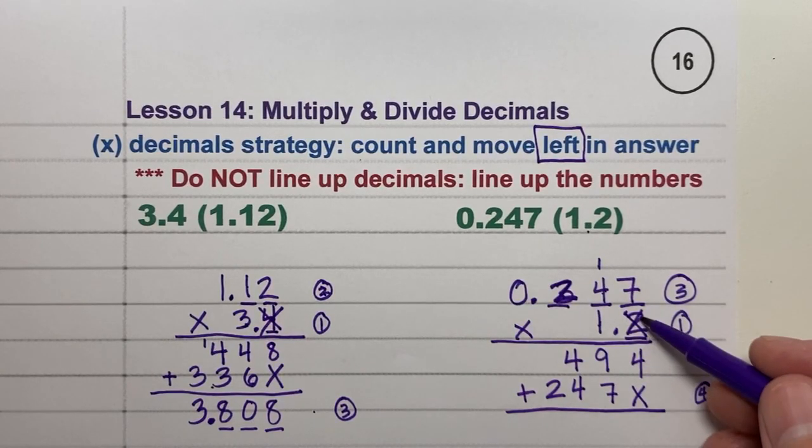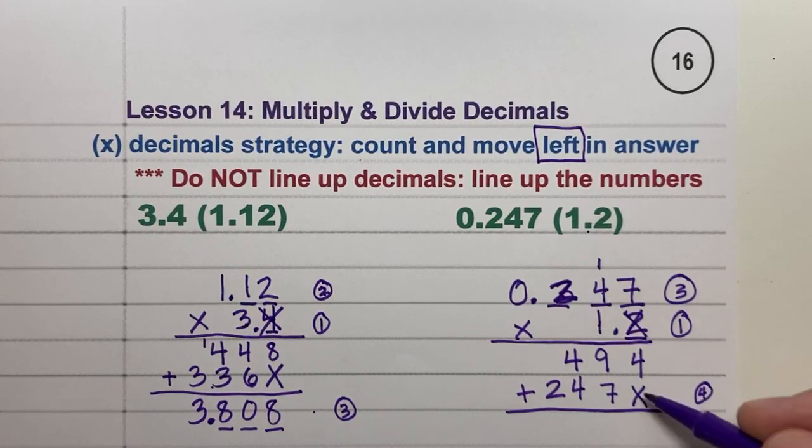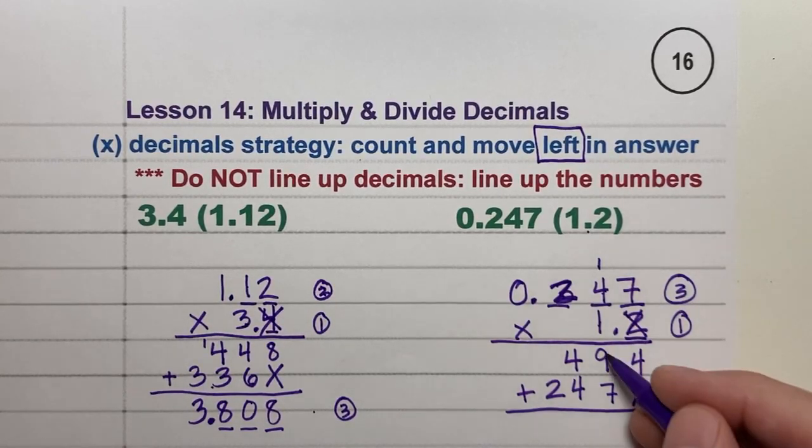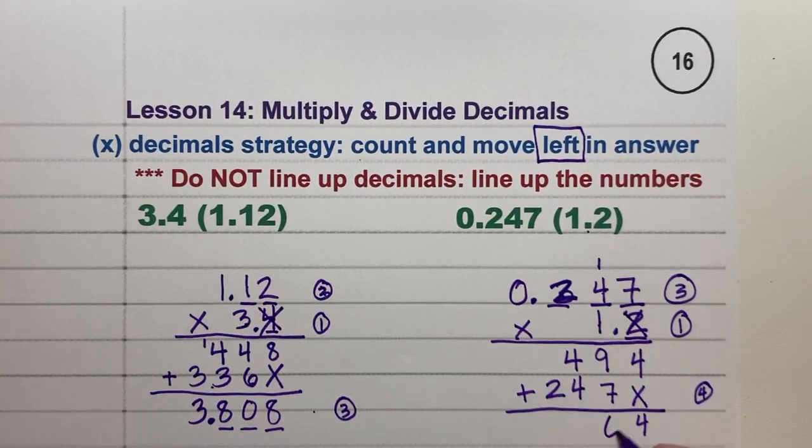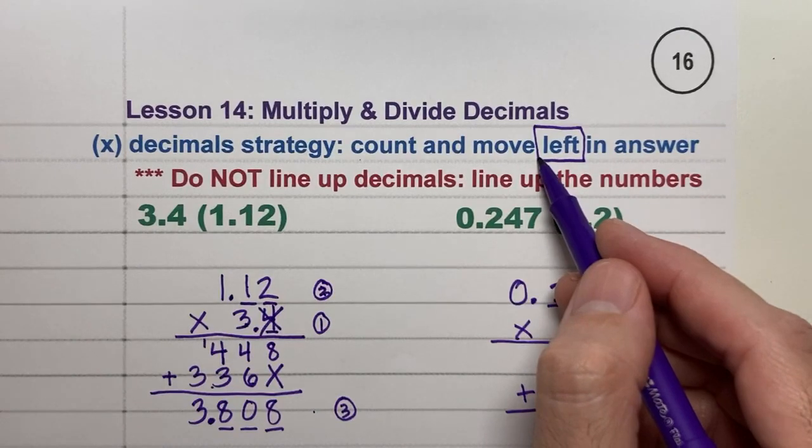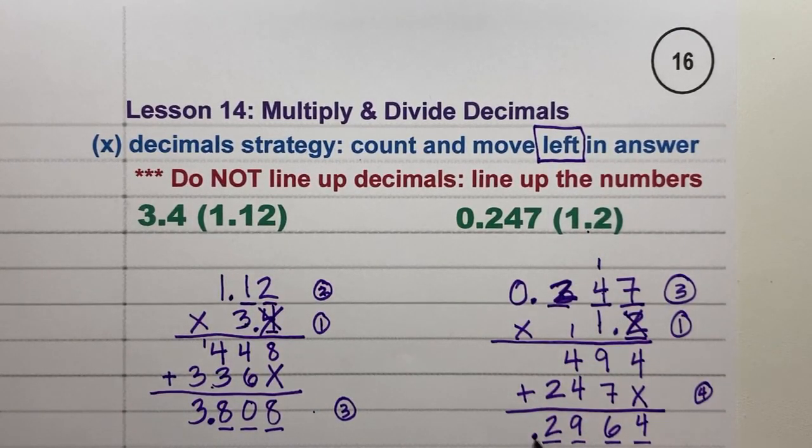Now we're going to add up the products for each number down below. 4 plus nothing is still 4. 9 and 7 is 16. 4 and 4 is 8, 9, and then 2. So now we have our numbers down below. We have 4 decimal places to move it: 1, 2, 3, 4. So we move it to the left 4 decimal place values, so it's decimal 2964. And then we can just put a 0 in here.